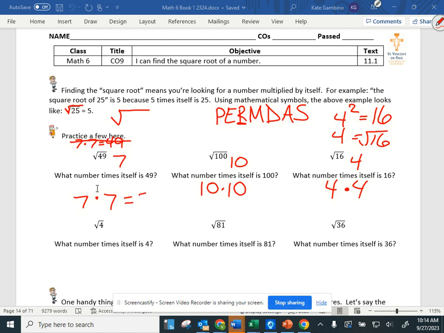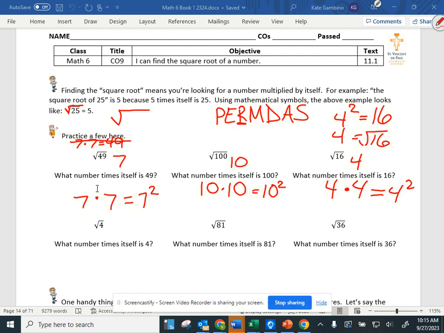Now we can also say 7 squared, 10 squared, and 4 squared. Because when we square a number, we are multiplying it by itself those two times. So 4 times 4 is 4 squared. The opposite of that would be the square root of 16. So they go back and forth between the two. They are opposites.